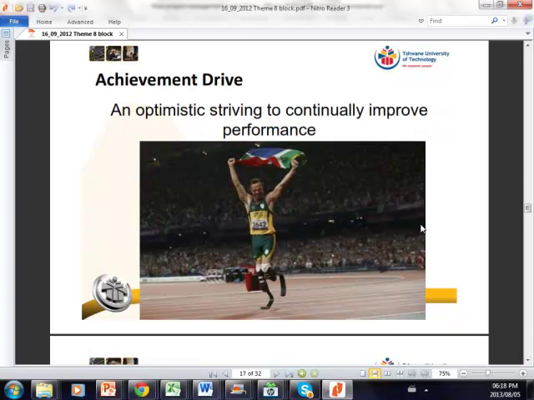Okay, so achievement drive. Oopsie. This is probably not a good slide. Okay, this was last year's slides. At least I did say it was good then. So my slideshow did not optimistically strive to continually improve performance. Otherwise, I would have changed this slide.